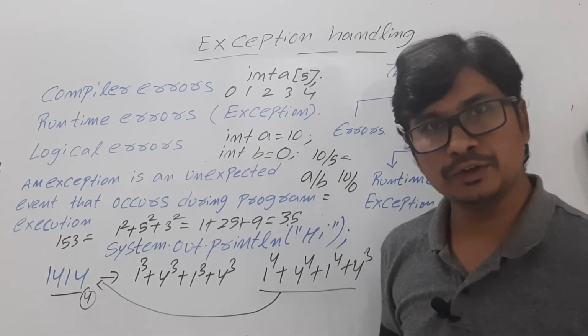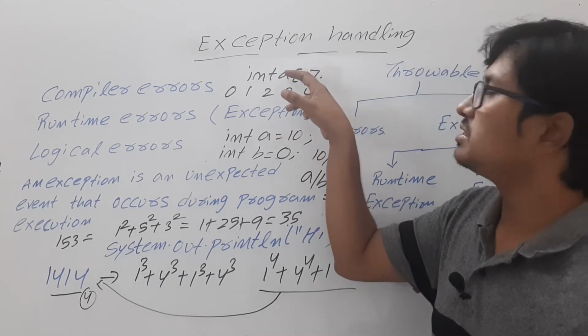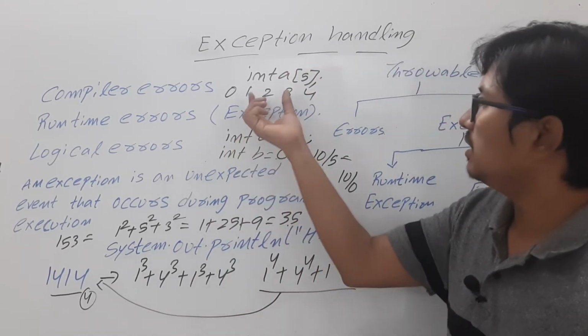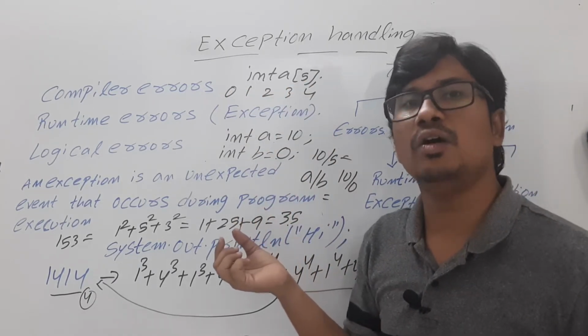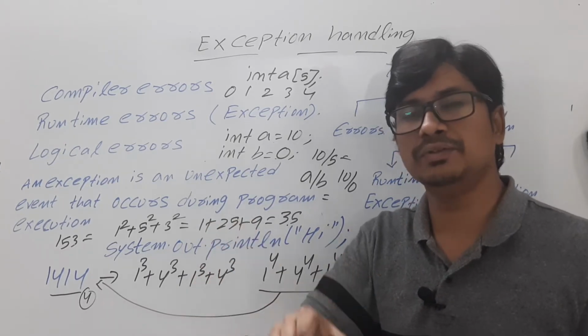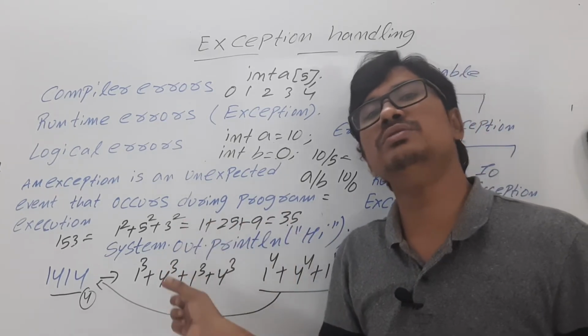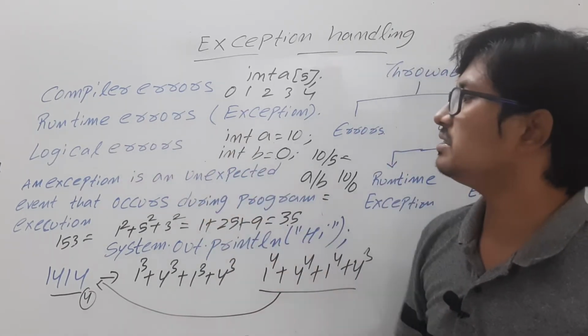Now you are trying to print in an array A the value at the 10th index, but here you have only up to index 4. Then it will give you an error, or an exception, called array index out of bounds exception, or simply index out of bounds exception. So these kinds of runtime errors we will call an exception.